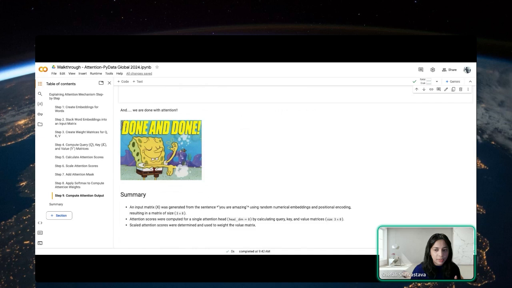We also scaled them. We applied masking so that the model could not peek at future tokens, so to speak. And then we used softmax so we can get a meaningful probability to understand which token is the most likely to be predicted next. And then finally, we put all of that together to apply our attention weights to the value matrix. And that's the output of one layer for one head.